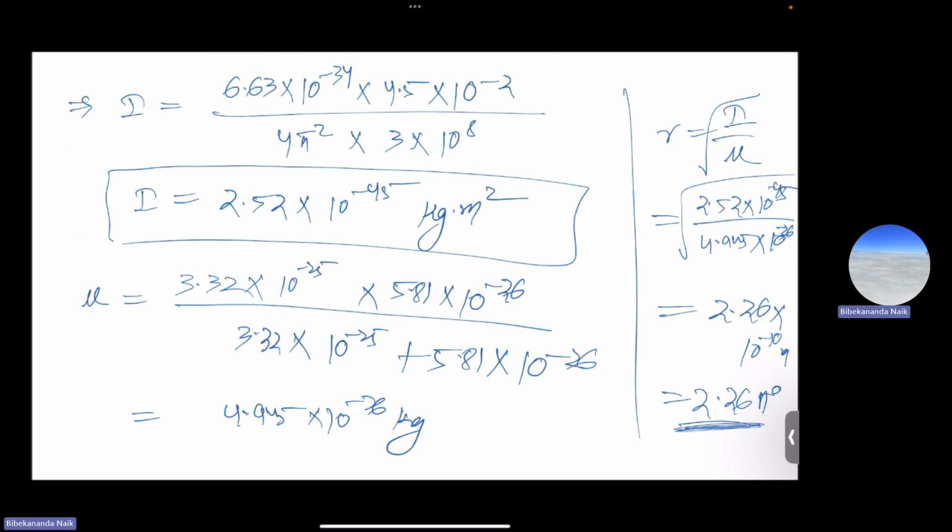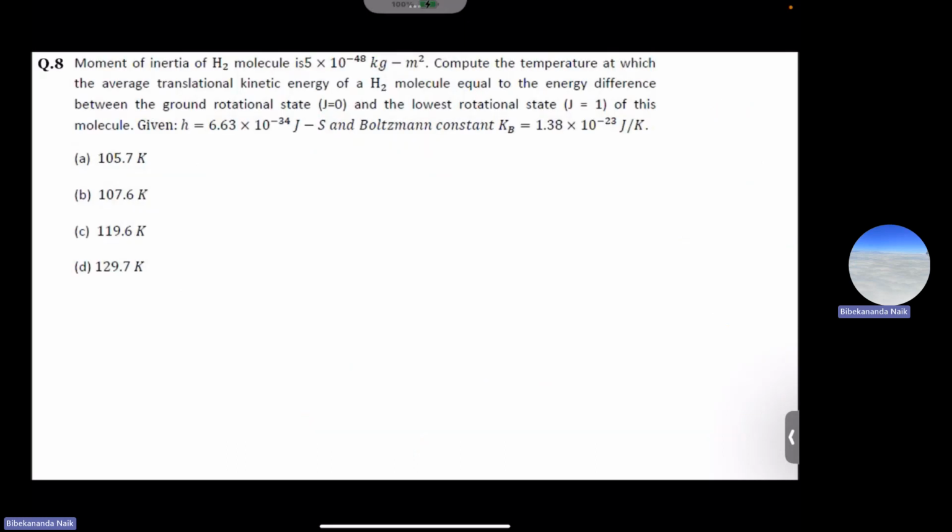Now, question number 8. The question says the moment of inertia of H2 molecule is 5 into 10 to the power minus 48 kg meter square. Compute the temperature at which the average translational kinetic energy of H2 molecule equal to the energy difference between the ground rotational state J equal to 0 and the lowest rotational state J equal to 1 of this molecule.